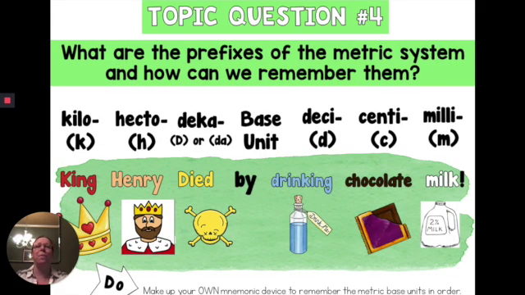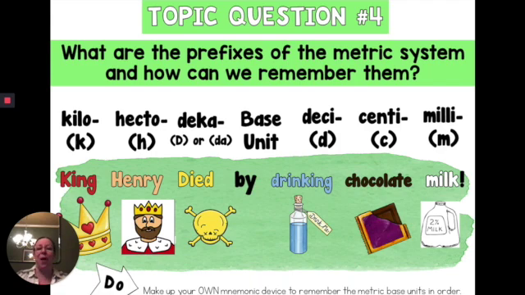Topic question 4. What are the prefixes of the metric system and how can we remember them? We have kilo, which is abbreviated K, hecto, abbreviated H, deca, which is abbreviated D or DA. We have whatever your base unit is, again, meter, liter, or gram. We have deci, which is abbreviated little d. Centi is abbreviated little c, and milli is abbreviated with an M.